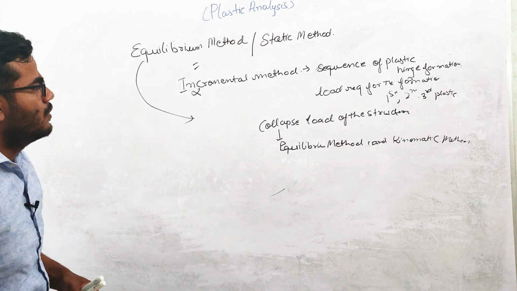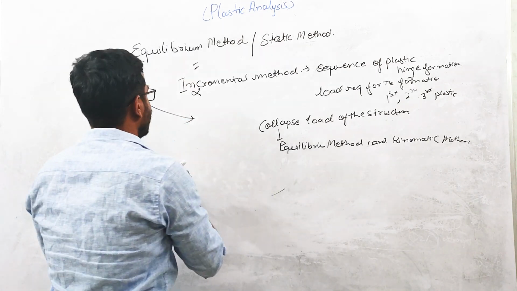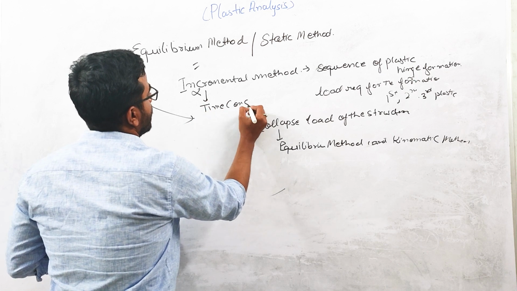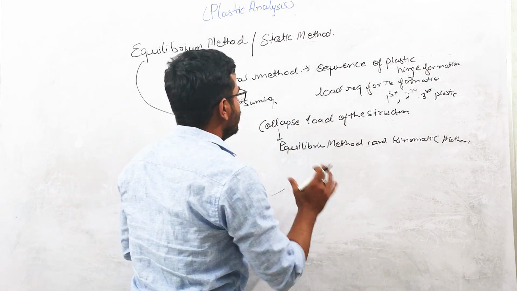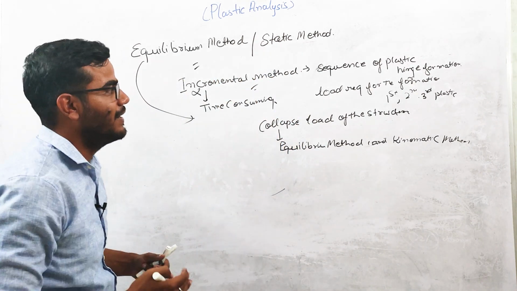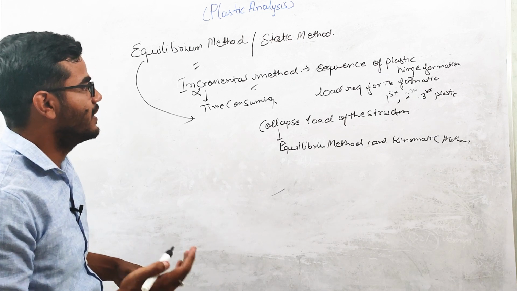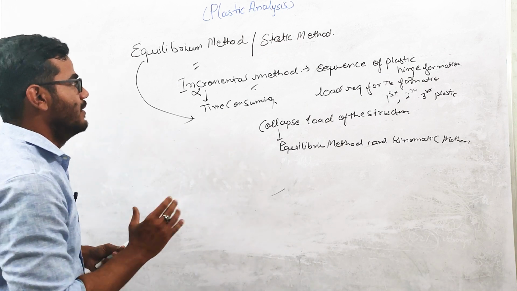One drawback of the incremental method is that it is time consuming. We already discussed that. Why is it time consuming? Because in this method we need to solve the indeterminate structure, and solving an indeterminate structure is quite a difficult task. So now let us start the equilibrium method.